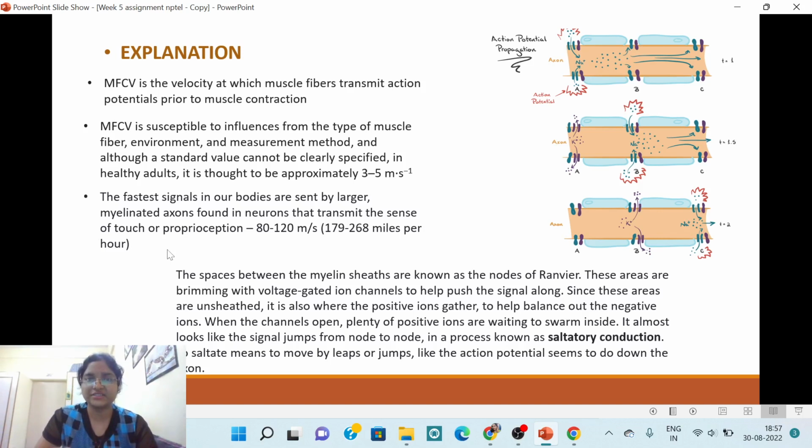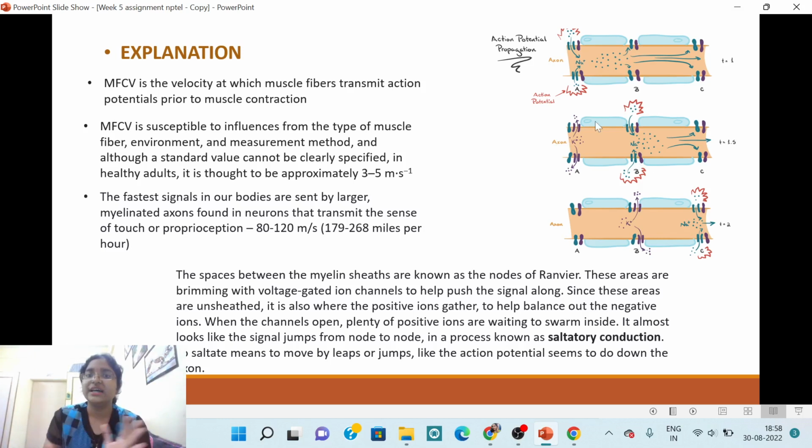Whereas myelinated axons have the fastest signals in our body, that is 80 to 120 meters per second. That is, they run at a speed of 179 to 268 miles per hour. It is very fast. These are the fastest signals, but muscle signaling is very slow. Why is the signaling of myelinated axons faster? Because of the saltatory conduction. What is saltatory conduction? It is like you run or you jump. There is a difference, right? You run from one position to another and you jump from one position to another.